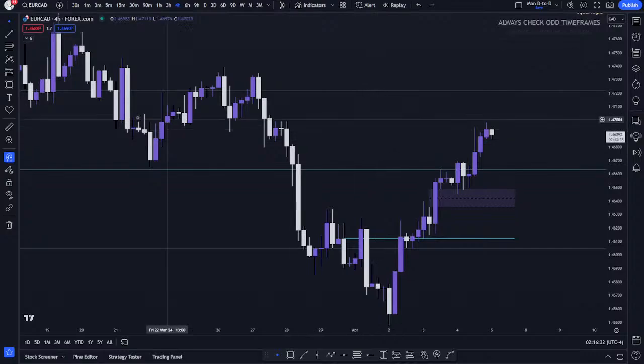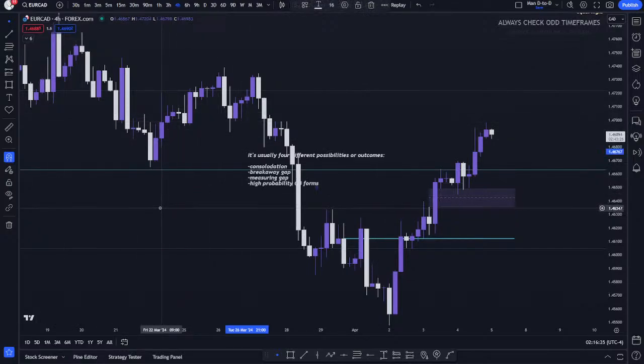I wonder if TradingView would let me. There we go.